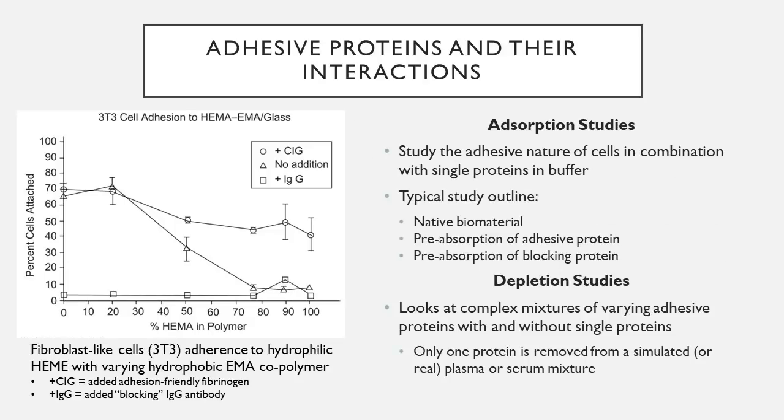Now, when studying protein adsorption, scientists and engineers usually conduct two types of tests, one being adsorption studies and the other being depletion studies. In both types of tests, what is directly being measured is the percent of cells that adhere to a particular biomaterial through indirectly modifying either the material itself or the proteins that are present in a particular solution.